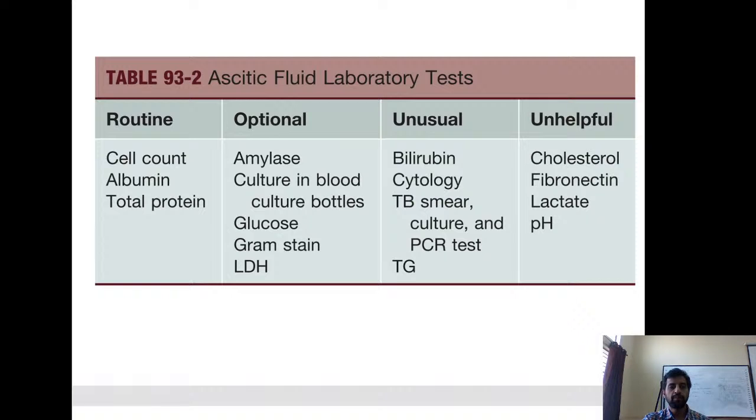So first, the basic things that we will be doing are cell count, albumin and protein. Cell count will tell you if there is any infection of the fluid. Albumin will tell you the source of fluid, whether it is because of cirrhosis and portal hypertension or other causes of portal hypertension or some inflammation as such.